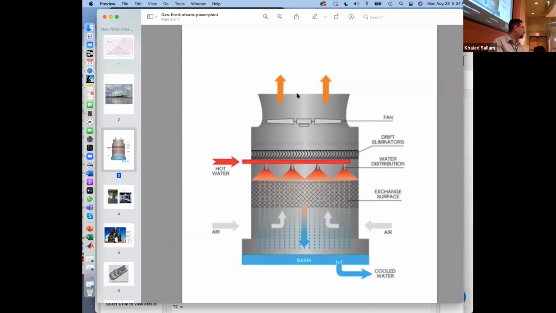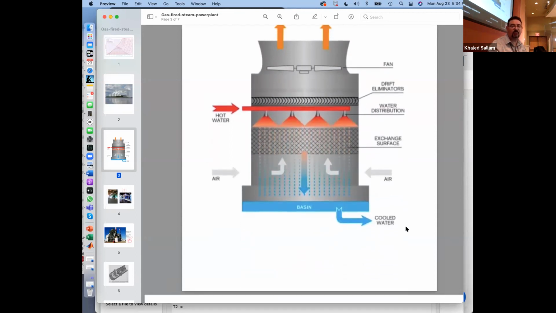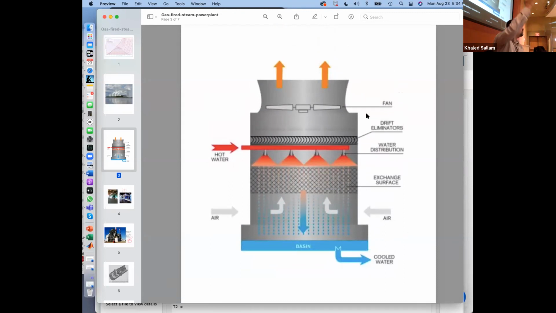Because of the latent heat of evaporation, someone pays for those joules to turn liquid to vapor, right? So as a result, the water becomes cold, ready for going back again to the condenser, but the air carries some of the water with it.